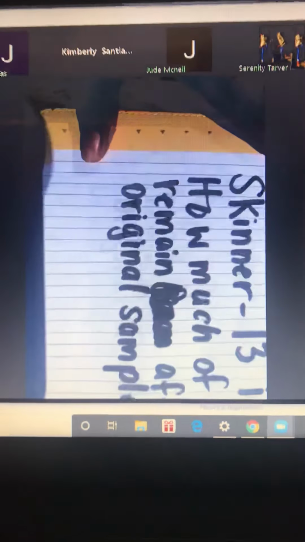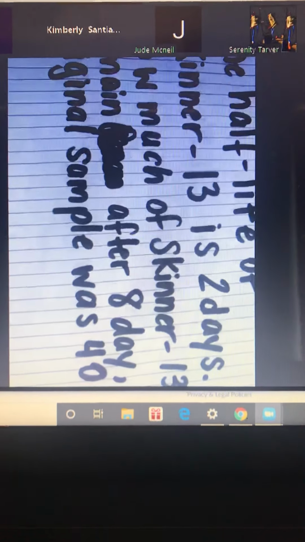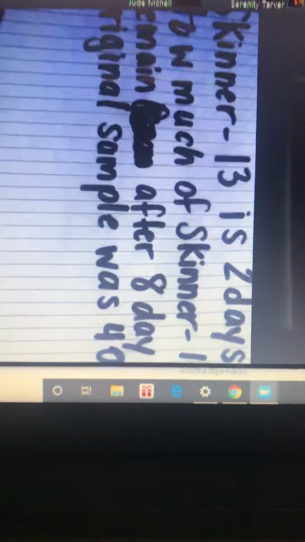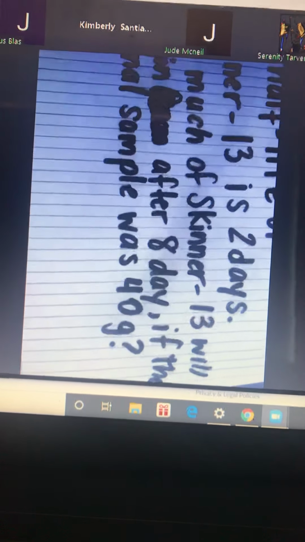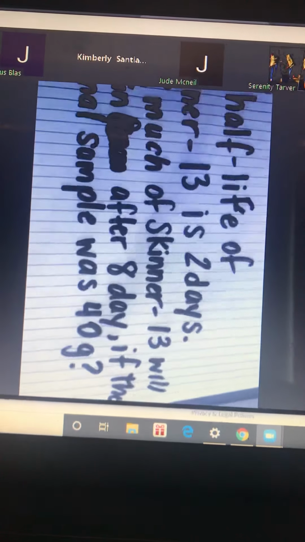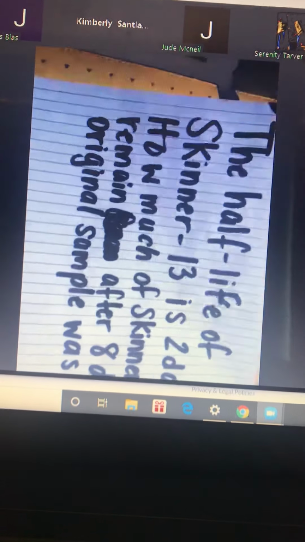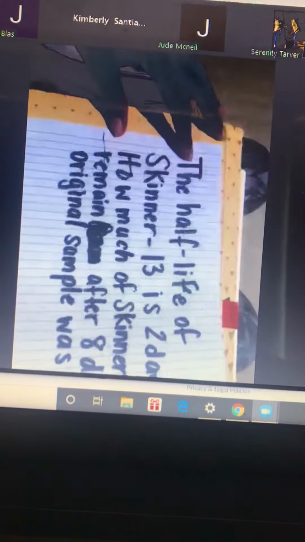Will remain after 8 days if the original sample size was 40 grams. All right, so what we know is that Skinner 13 has nothing to do with this problem, is not used in any calculations. That's just the name of this particular isotope. I made it up and called it Skinner 13. It has a half-life of 2 days.